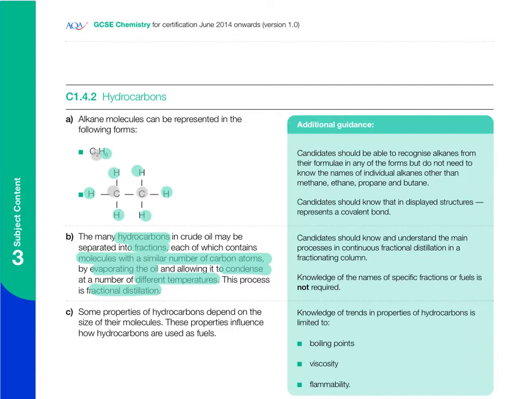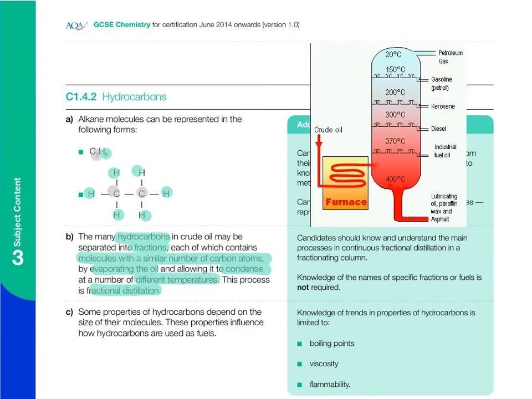You need to know how this happens because it's often a question in the exam where it'll ask you what is fractional distillation or how does fractional distillation work. The specification refers to something called a fractionating column, and that would be a diagram that looks something like this. Your crude oil is put into a furnace, so the furnace is heating it up, making it hotter, and that's going to evaporate your crude oil, turning it into a gas.